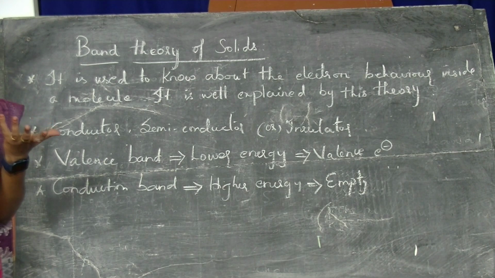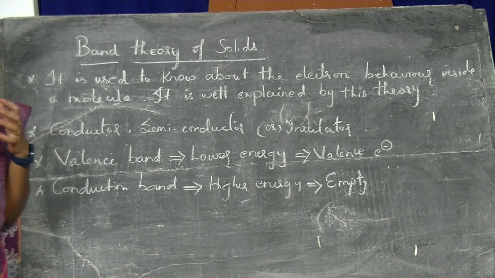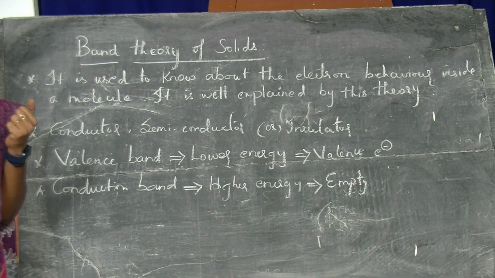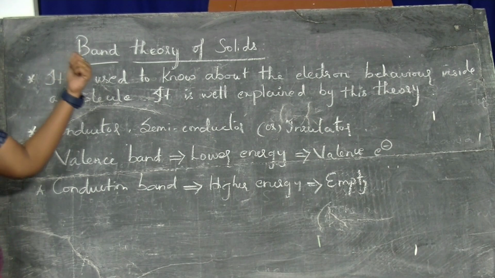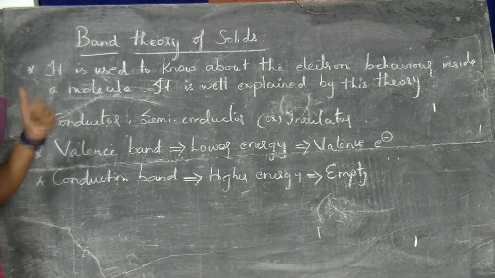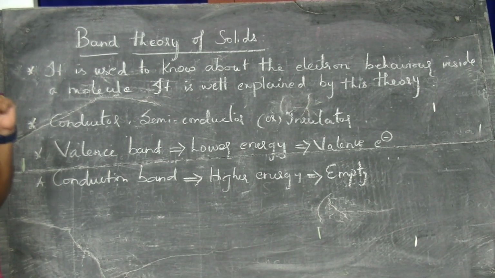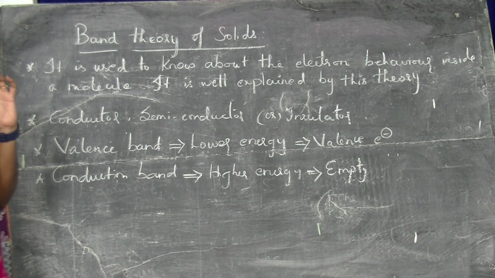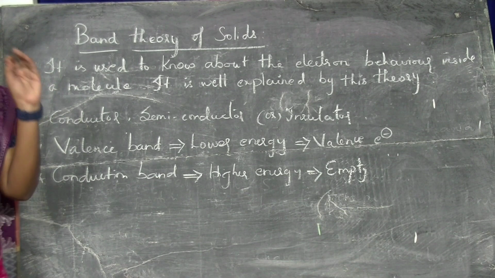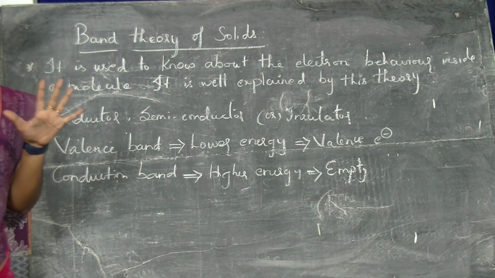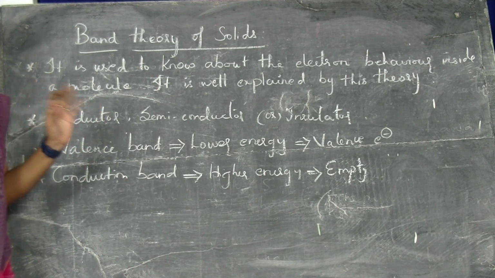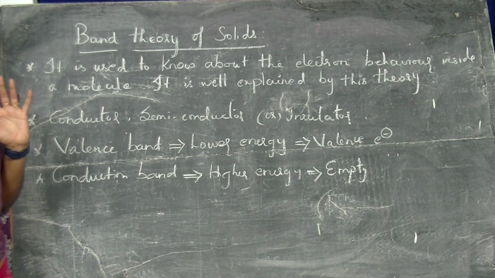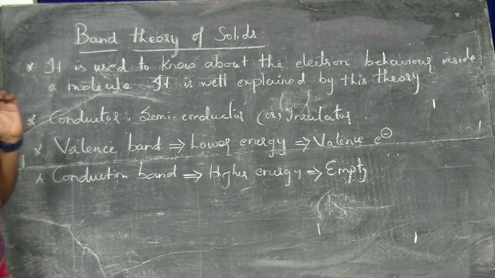You have heard the words bonding and anti-bonding in molecular orbital theory, right? So the band theory of solids is the extension of molecular orbital theory. And what we can exactly predict from this band theory of solids is whether a material is a conductor, a semiconductor, or an insulator.